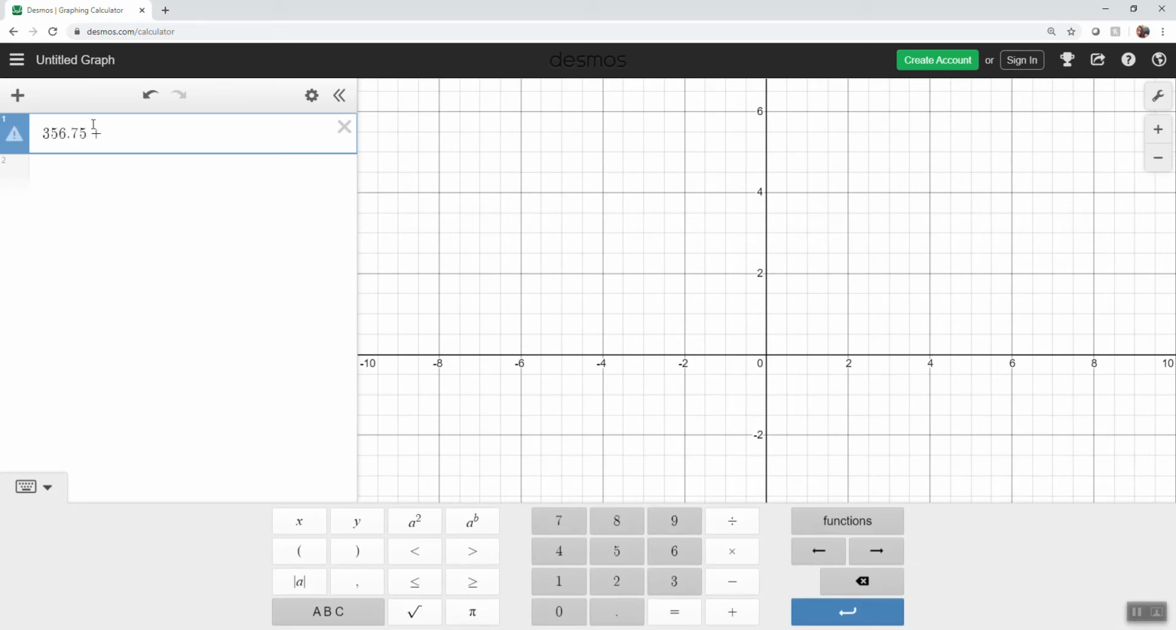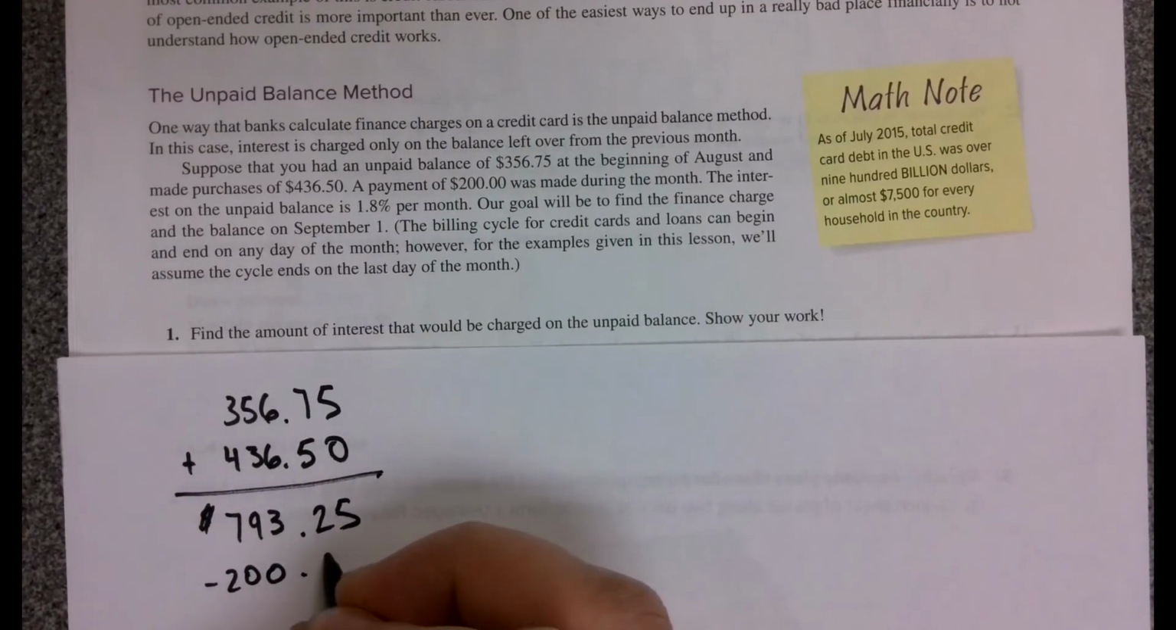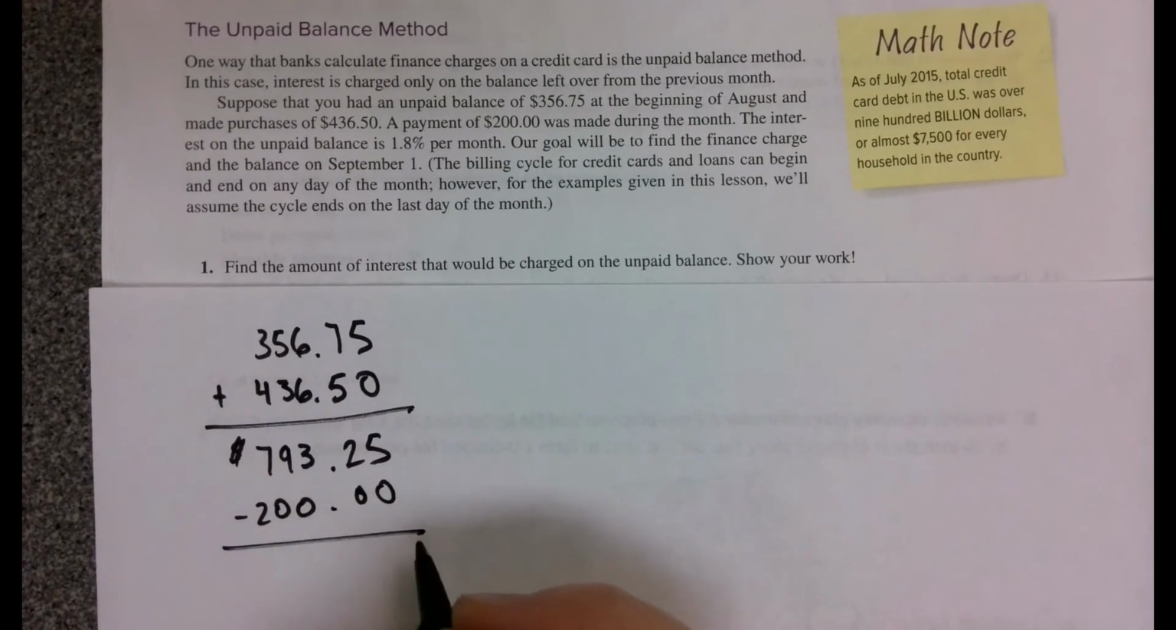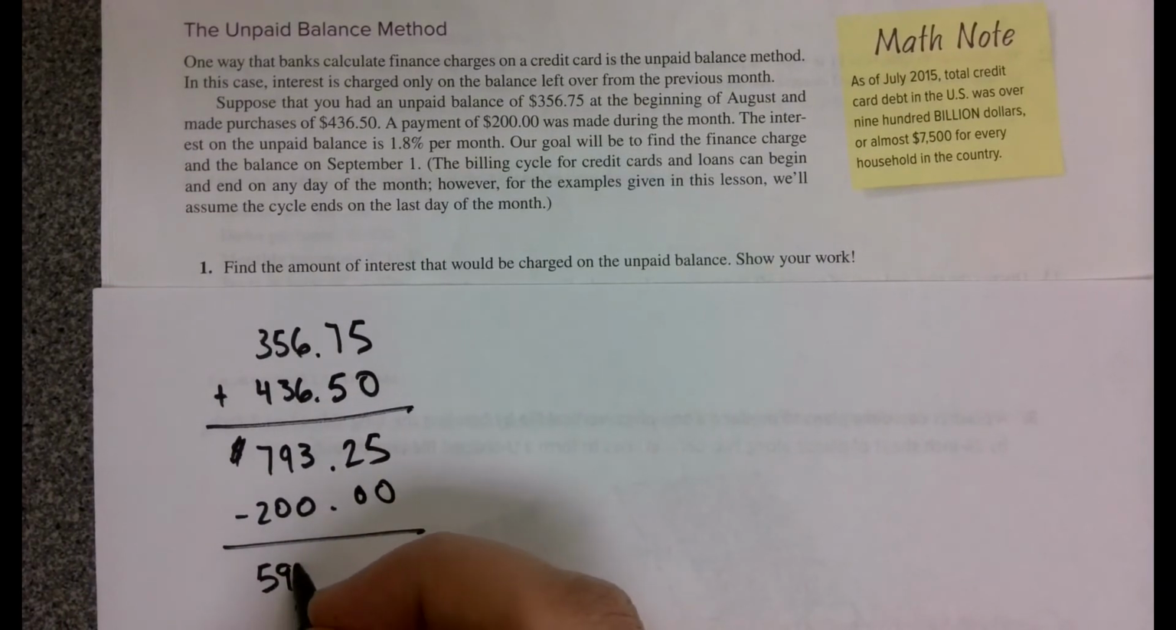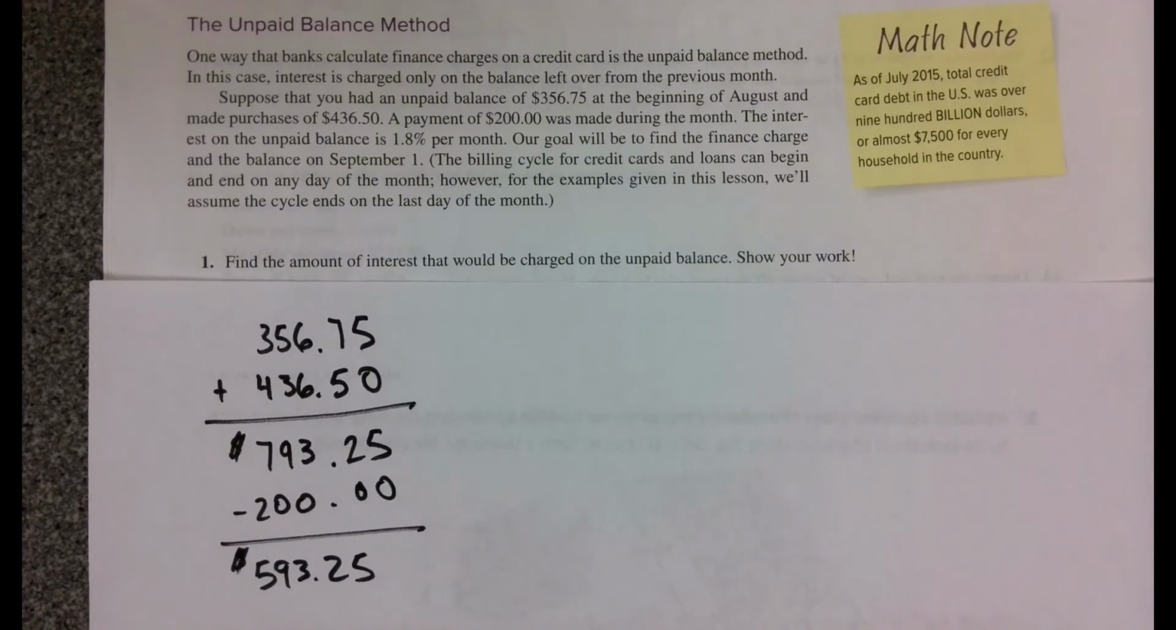356.75 plus 436.50. So we owe the credit card company a total of $793.25. And then at some point we made a payment of $200, so we would subtract that. And at the end of the month, we are still carrying a balance of $593.25.